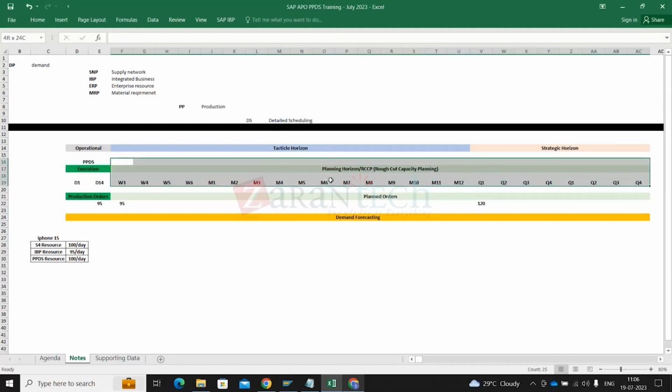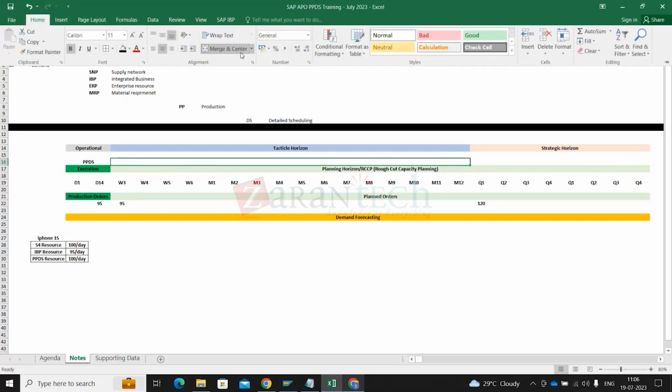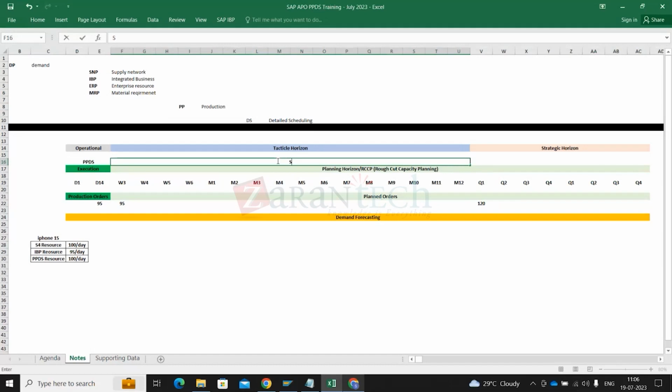Then when it comes to the tactical horizon, what can it be planned with? The tactical horizon can be planned with either SNP or IBP. Both can be used. You can use MRP also, or any other ERP tool, but I am not focusing there because we are now talking about advanced planning algorithms. Both of them are advanced planning, right? Advanced means some additional features are available on top of MRP.